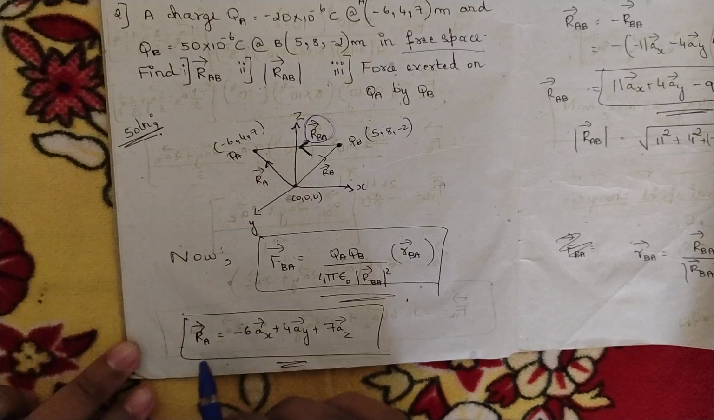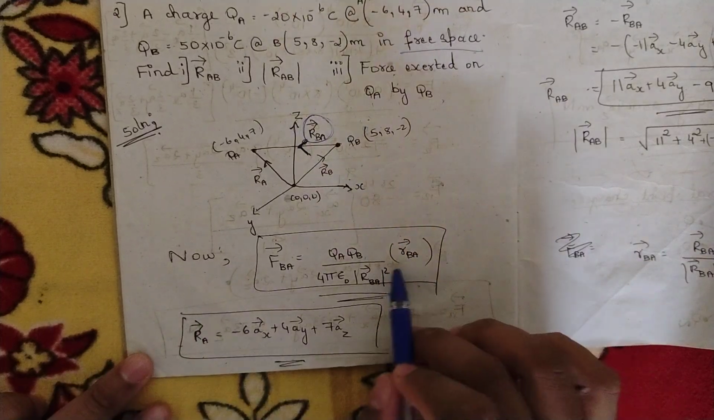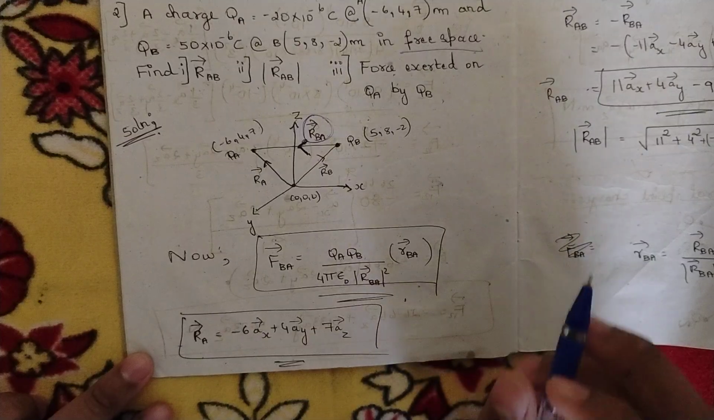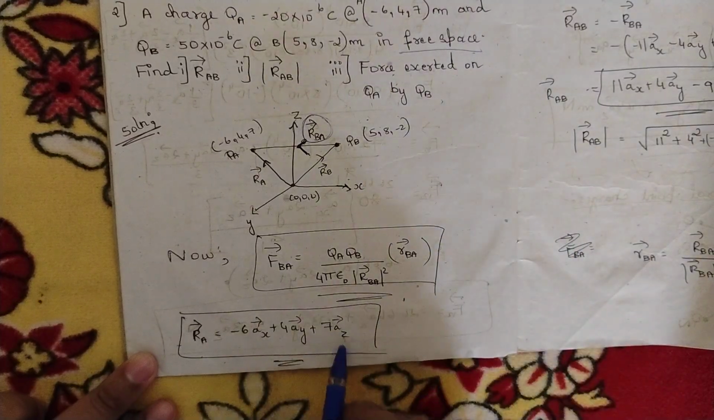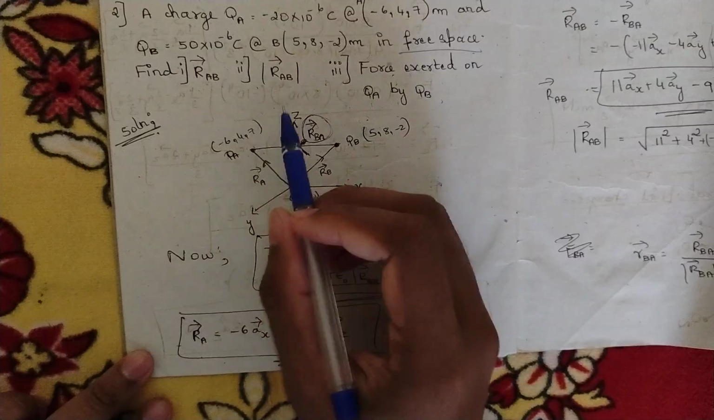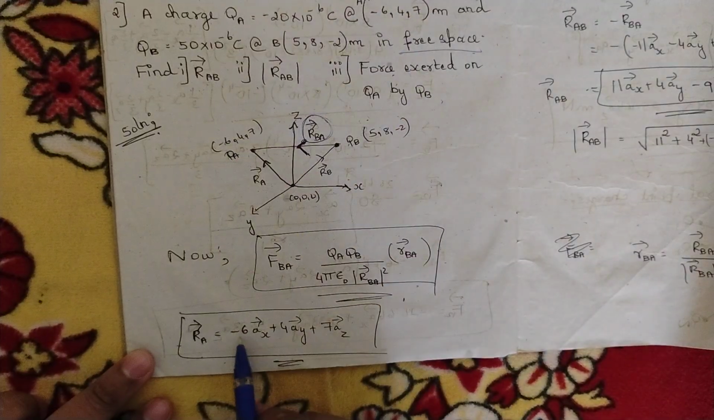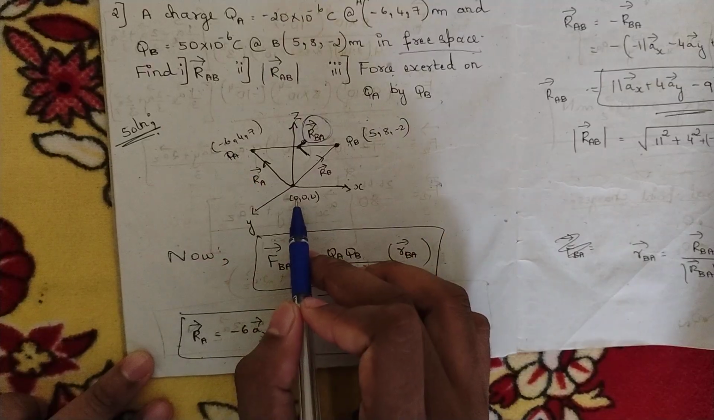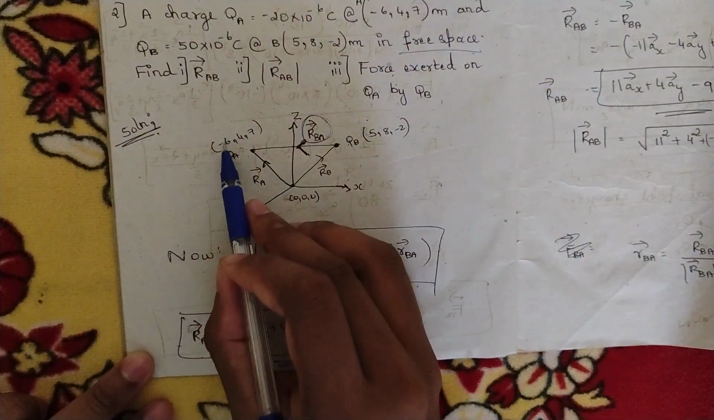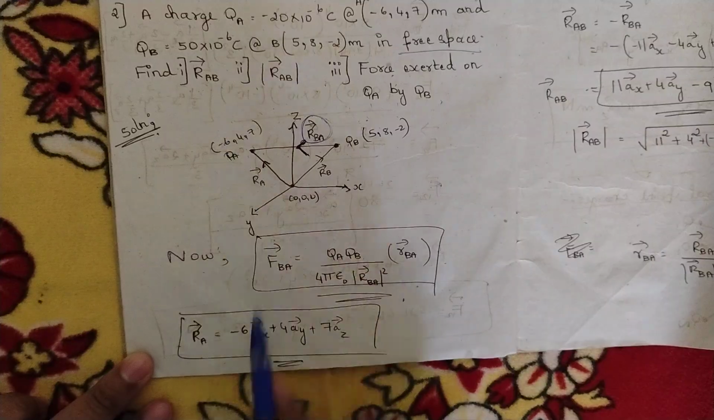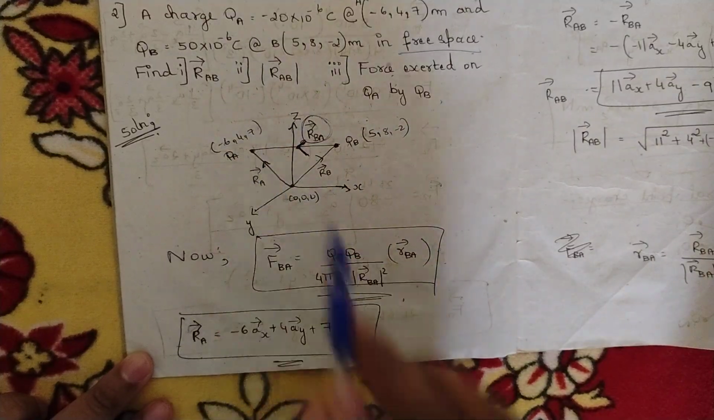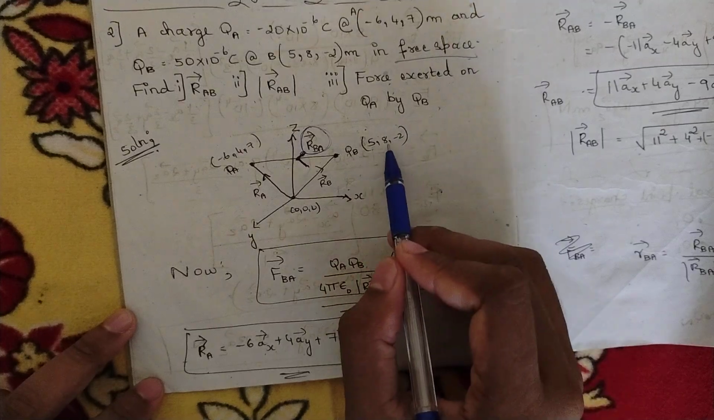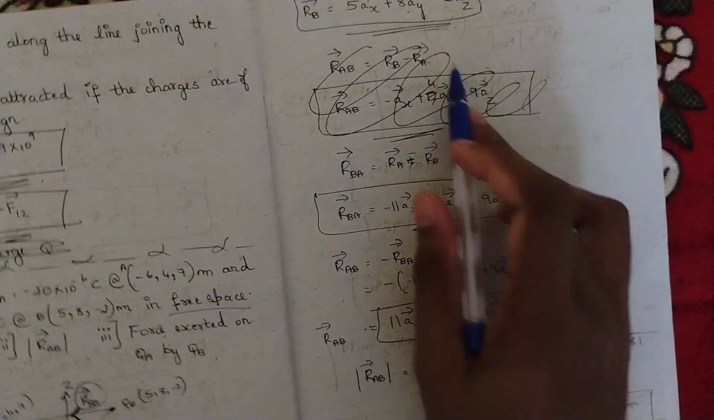Now, in order to find RBA, we know that RBA is equal to RA minus RB. First find RA, with respect to QA, that is 6 minus 0; the 0 is not required because any number subtracted by 0 is itself. So directly see the points and write the equation: RA is minus 6AX plus 4AY plus 7AZ. Similarly, RB is 5AX plus 8AY minus 2AZ.